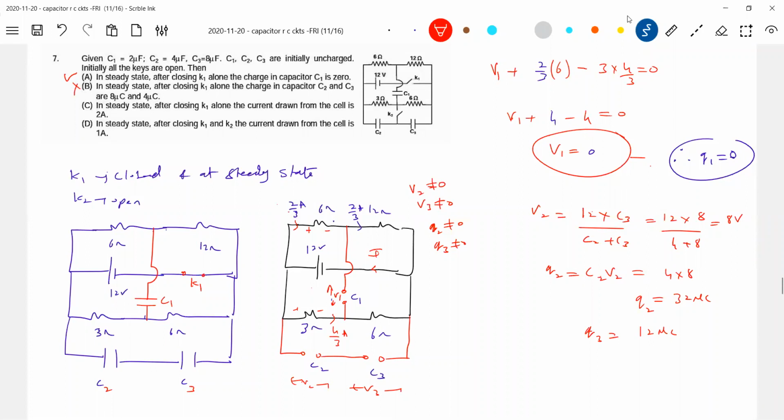In steady state, after closing K1 alone, the current drawn from the cell is, how much will be the current? 2 by 3 plus 4 by 3, 2 ampere. Yeah. Option A and C I'm picking up.